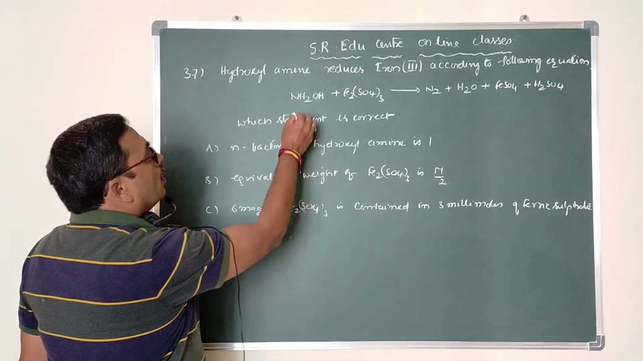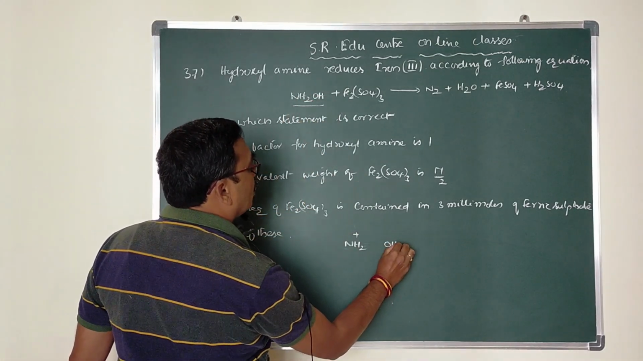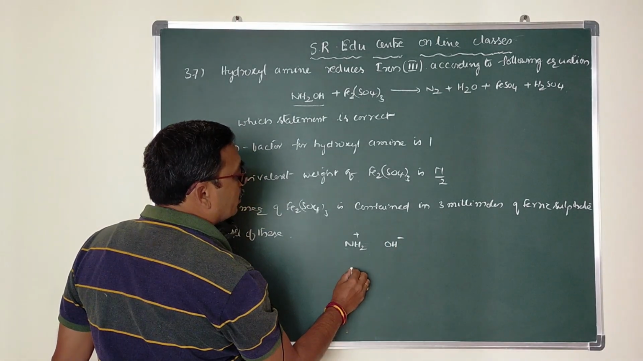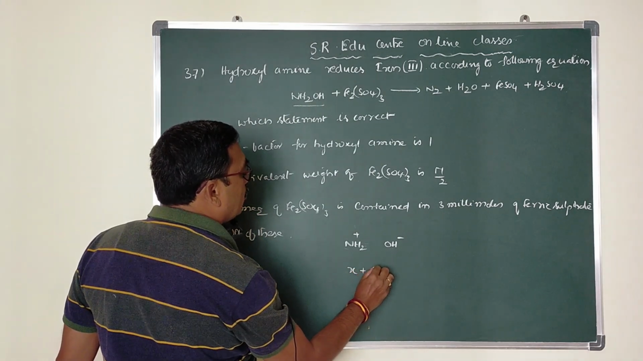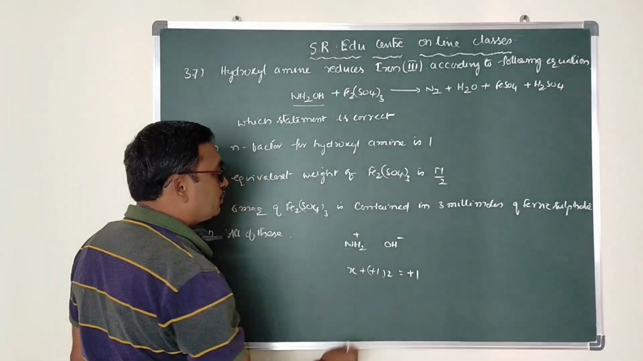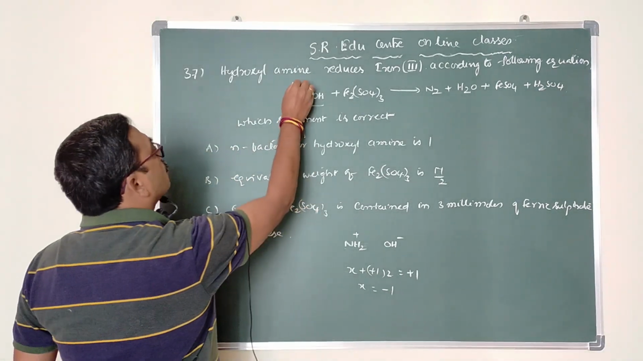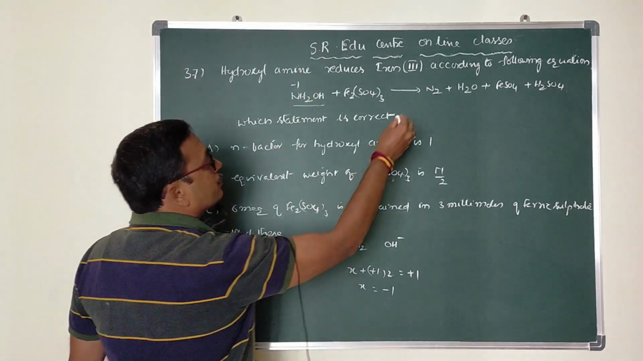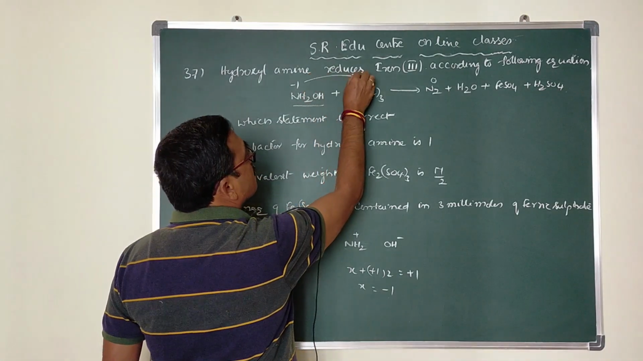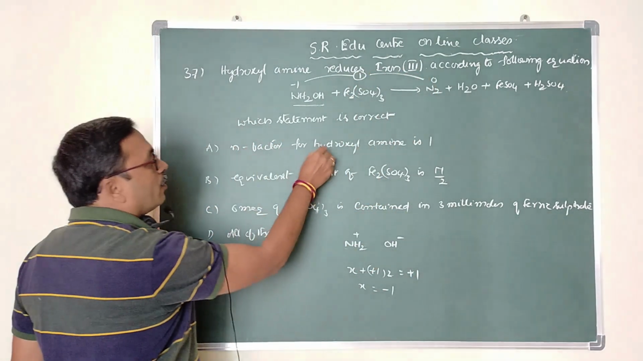See, hydroxylamine can be split as NH2 plus and OH minus. We have to find out the oxidation state of nitrogen. Say X, hydrogen +1 into 2 is equal to +1 because it carries 1 unit positive charge. So X is equal to -1. So here the oxidation state of nitrogen is -1. Here the oxidation state of nitrogen is 0. So change in oxidation state is 1. So N factor is 1. So N factor for hydroxylamine is 1.